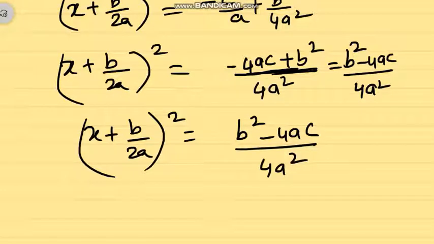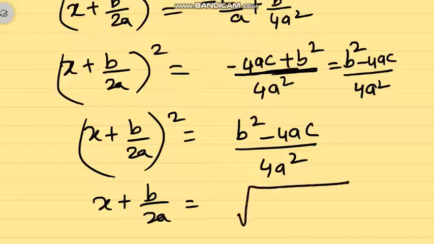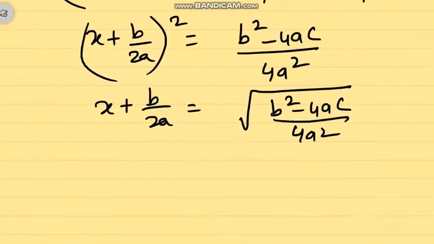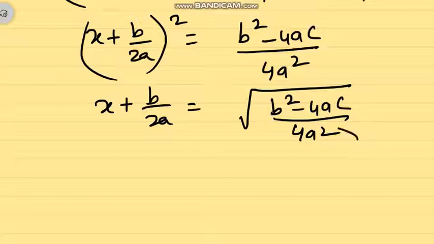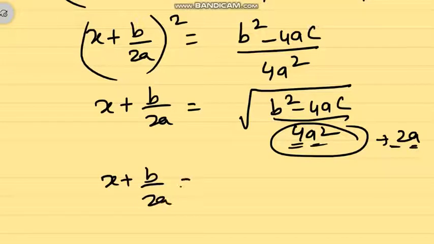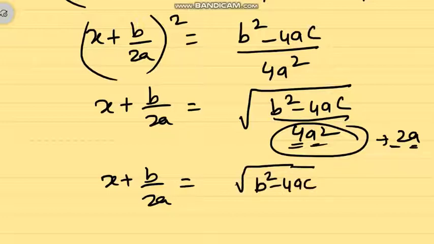Okay. Now see, if you want to take out this square, you have to put root here. So x plus b by 2a will become square root of b square minus 4ac by 4a square. Now take the square root of the numerator as well as the denominator. So this denominator will change into 2a because square root of 4 is 2 and square root of a square is a. So x plus b by 2a will be equal to root of b square minus 4ac by 2a.